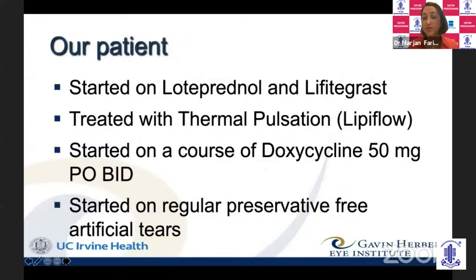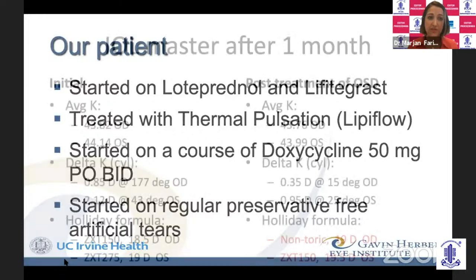So our patient was started on loteprednol and lifitegrast. We did a lipid flow treatment. We started the patient on a course of doxycycline orally and took them all off of preservative drops and put them on preservative-free artificial tears.